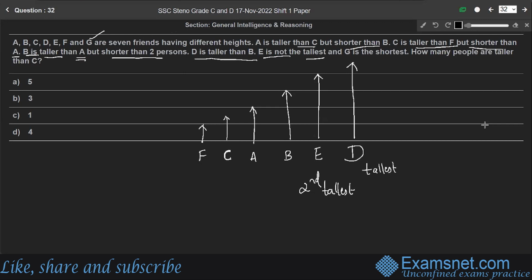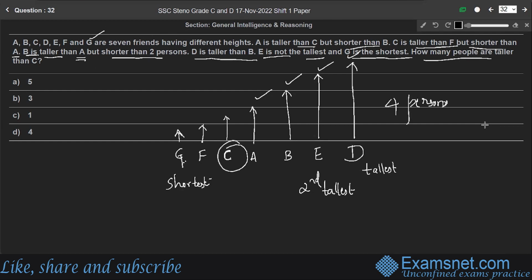D is the tallest person, and G is the shortest, which is already given. There are 7 persons, among them G is the shortest. G is the first person and D becomes the tallest one. So the question is, how many people are taller than C? So C is here. So there are 4 people taller than C, right? So 4 persons are taller than C. Therefore, option D is the right answer.